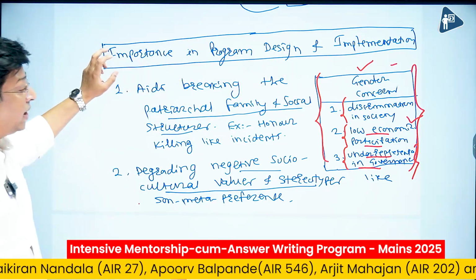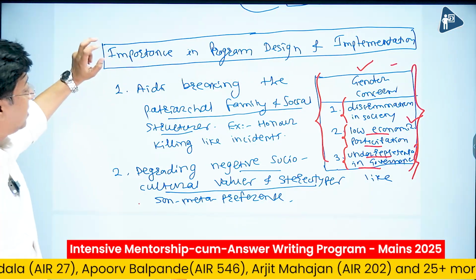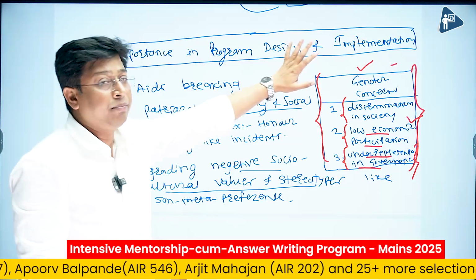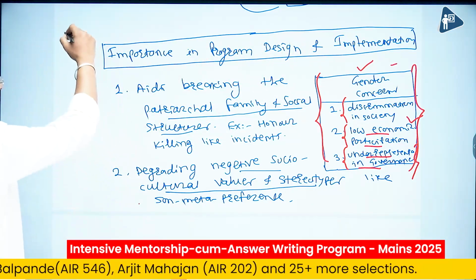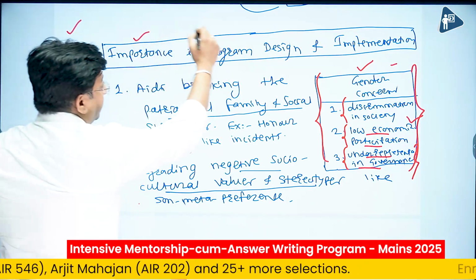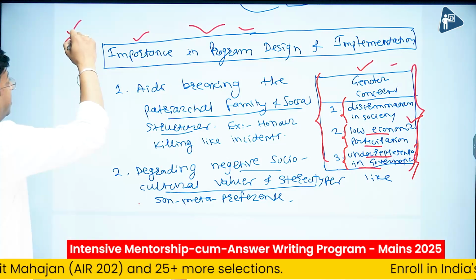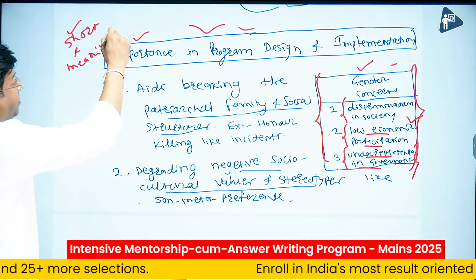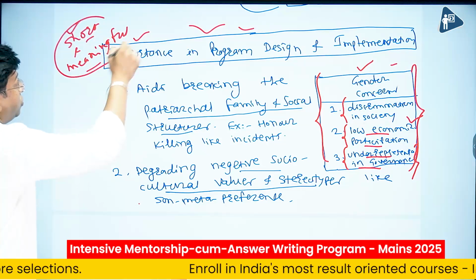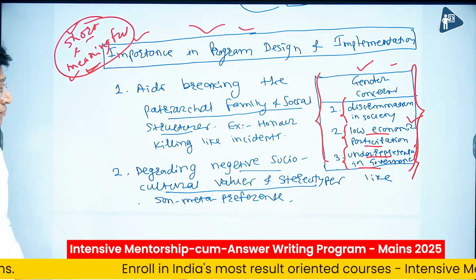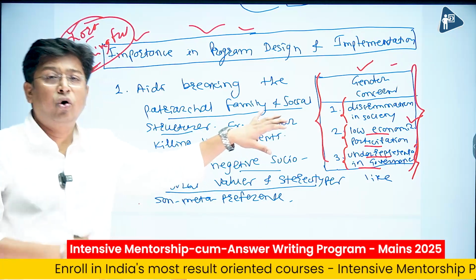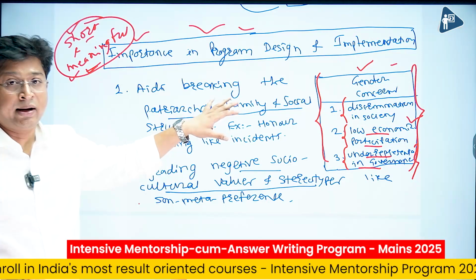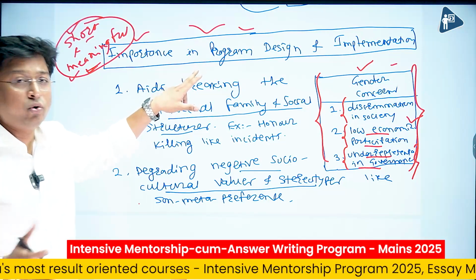Now let's go to the main demand of the question: importance in program design and implementation. This is how you should give the subheading, and you should box it like this. Your subheading should be short and meaningful, and it should convey the meaning to the examiner. Some students write the whole question, but that is not at all required. You just need to convey what you are going to write.